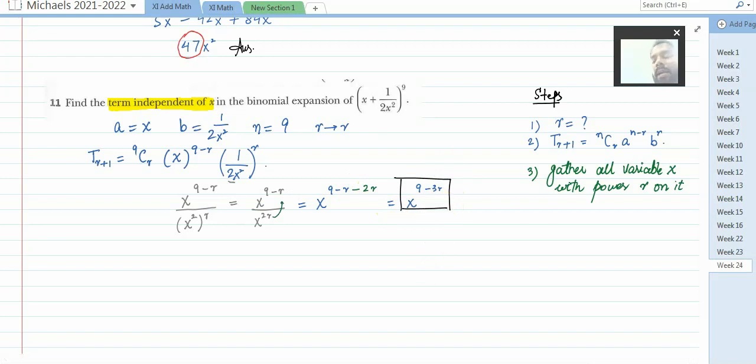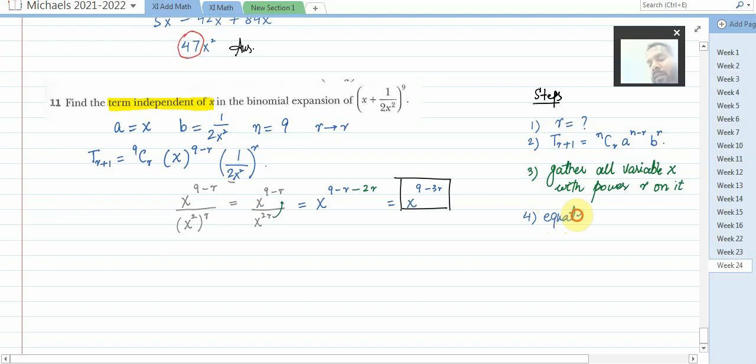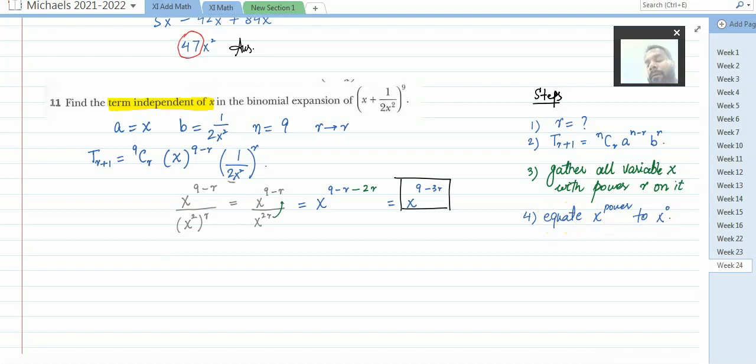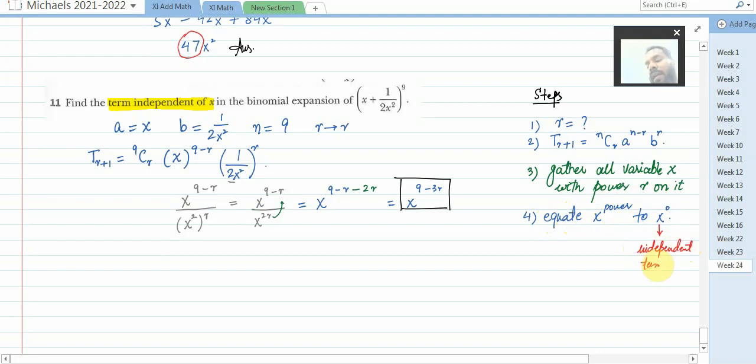Once you have done step 3, then equate x with the power which you found in the third step to x power 0. Now why are we equating with 0? Because x power 0 is defined as the independent term. Independent is what? Constant term. Constant is what? Where x is absent, right? So that is why we are equating our x with x power 0. Because we are looking for a constant, and constant means when there is no x.